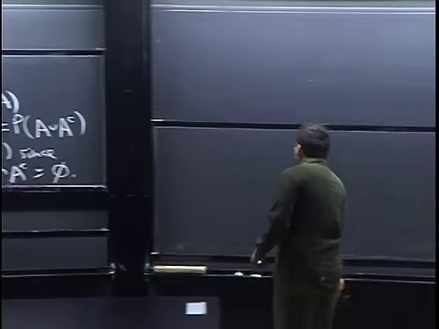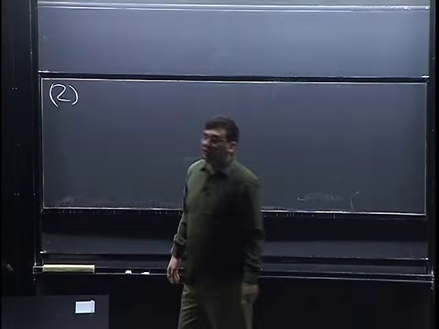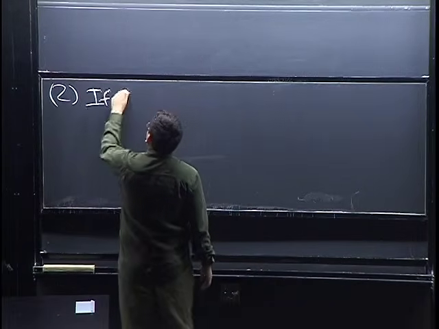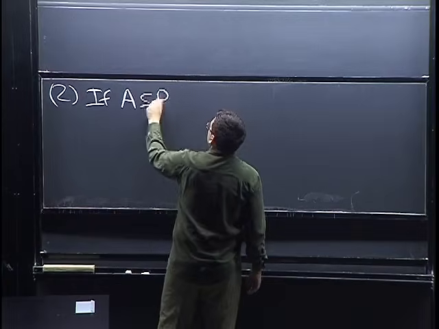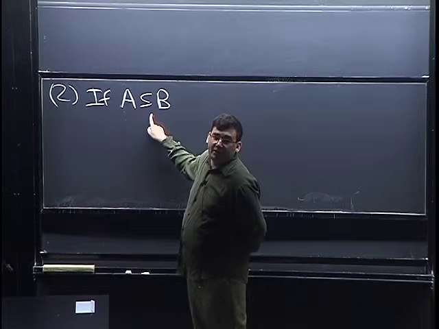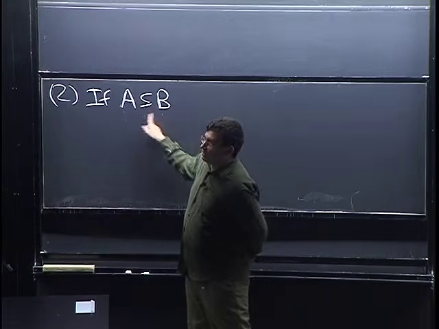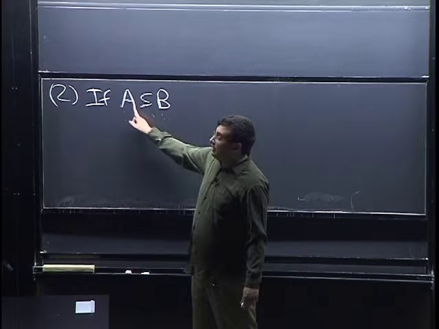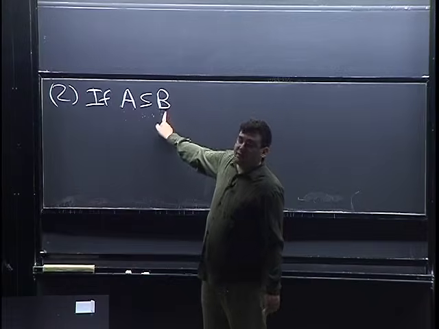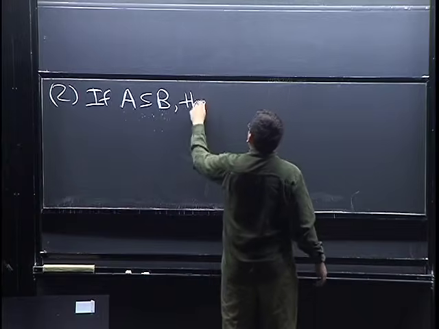Property 2, another useful fact: if A is contained in B, so A and B are events, but this event is inside of this event. In words, what this relationship means is that if A occurs, then B occurs, okay? So this is a larger event. Then P of A is less than or equal to P of B.